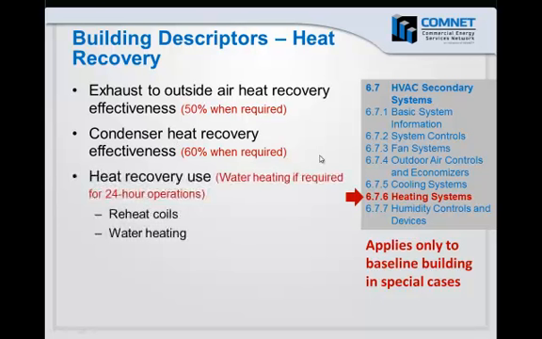There's another building descriptor that indicates where the recovered heat is directed, either to reheat coils or to water heating. For 24-hour operations, the baseline building would direct the recovered heat to water heating.